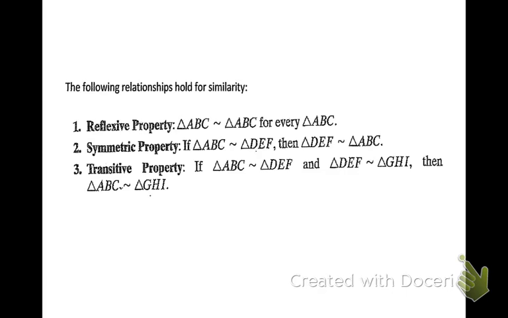The following relationships hold for similarity: the reflexive property, symmetric property, and transitive property. Reflexive, it equals itself. Symmetric, you switch the order. Transitive, if triangle ABC is similar to triangle DEF, and triangle DEF is similar to triangle GHI, then triangle ABC is similar to triangle GHI.